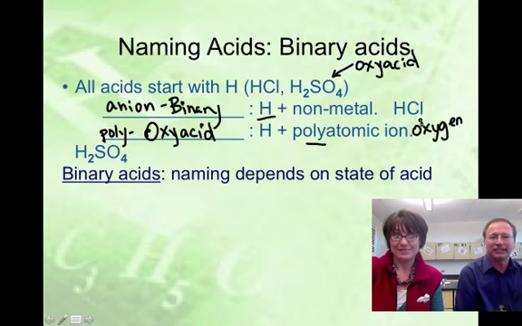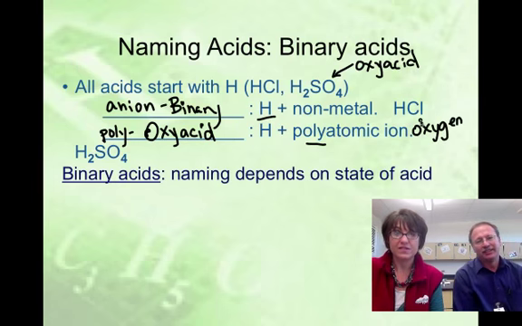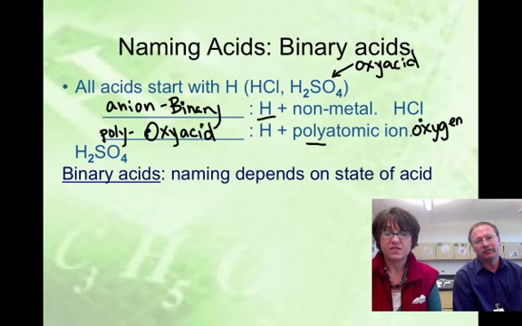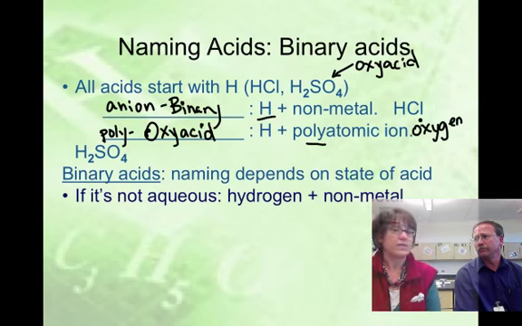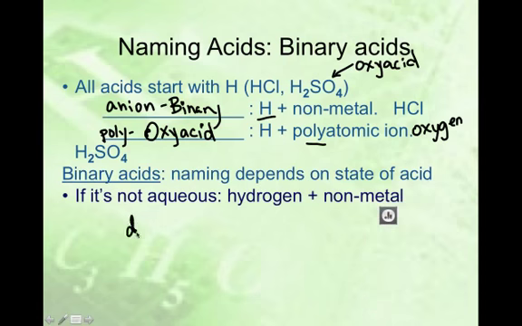So we have binary acids where the naming depends on the state of the acid. If it's not aqueous, it's not an acid. What does aqueous mean? Good question. Aqueous means dissolved in water. We talked about that in Unit 1, but I'm glad you asked that important question, because I keep getting asked that question.